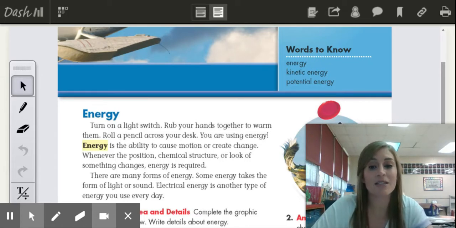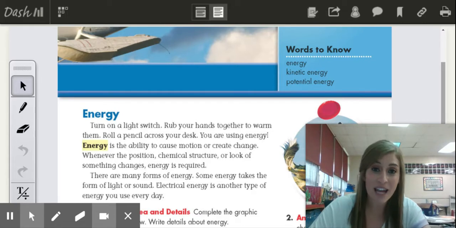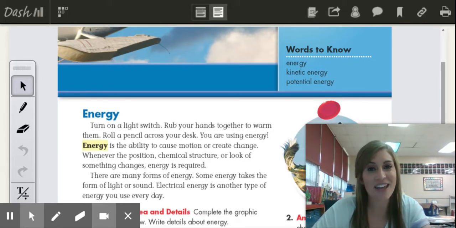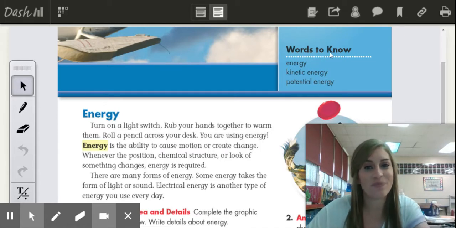Some energy takes the form of light or of sound. Electrical energy is another type of energy that you use every day. Anytime you plug anything in, you are using electrical energy, whether you're plugging in your TV or your phone charger to charge your phone.